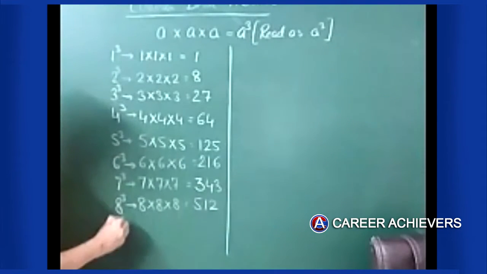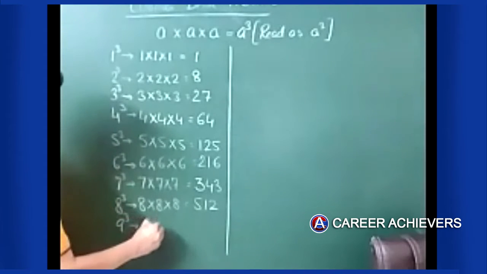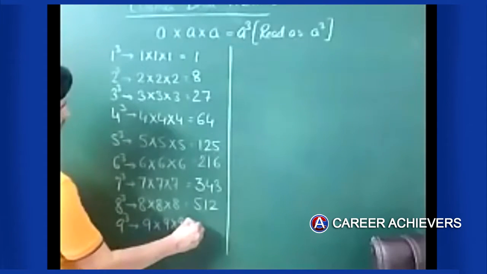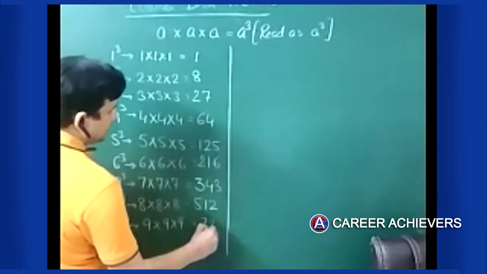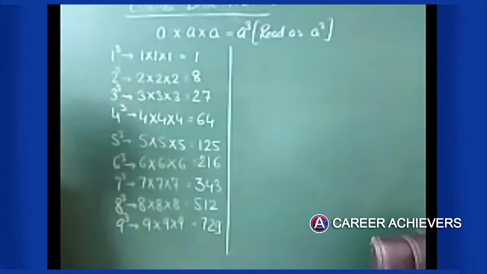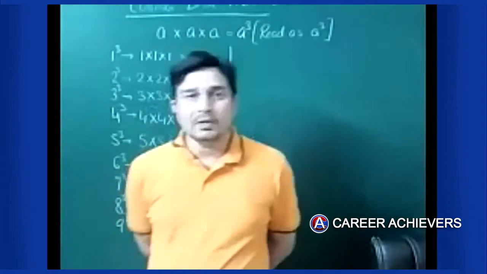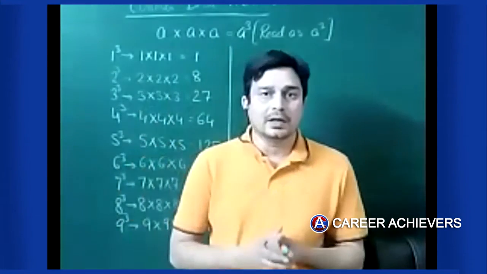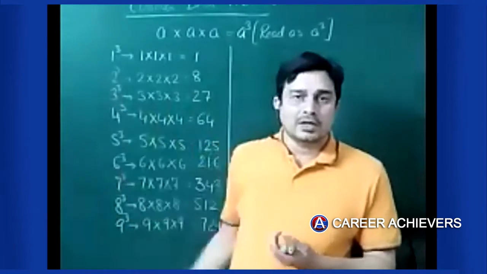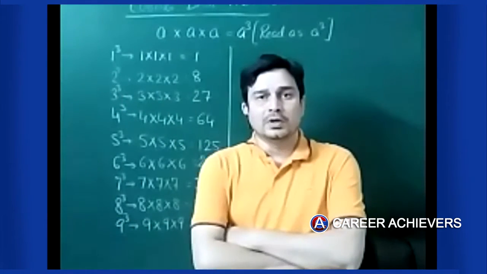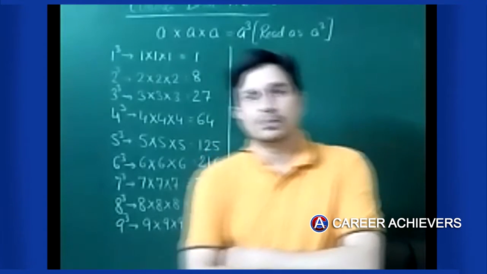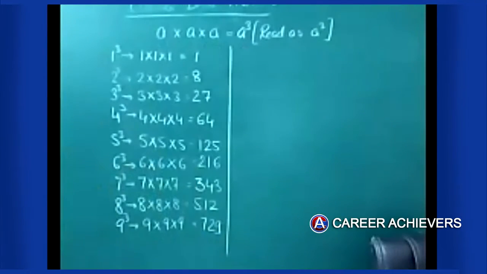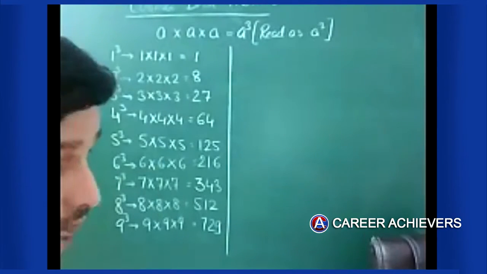9 cube is 9 into 9 into 9. 9 into 9 is 81, and 81 into 9 is 729. Yes, correct. Now you must learn by heart the cubes till 9. So I will ask you to just write it down and repeat it 3 to 4 times. Then I am going to ask you. Okay, sir.